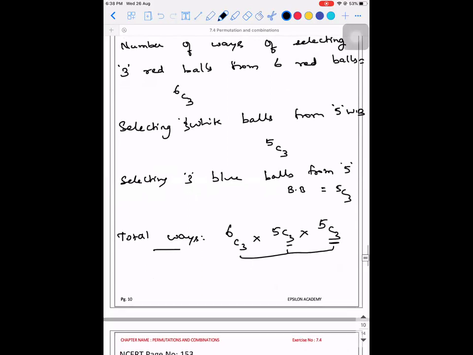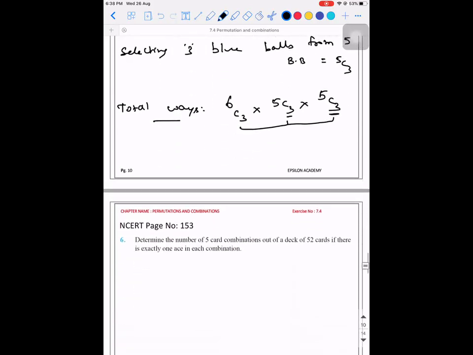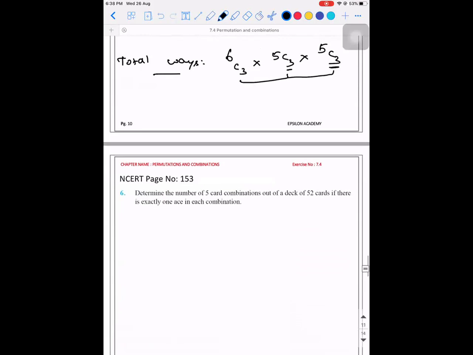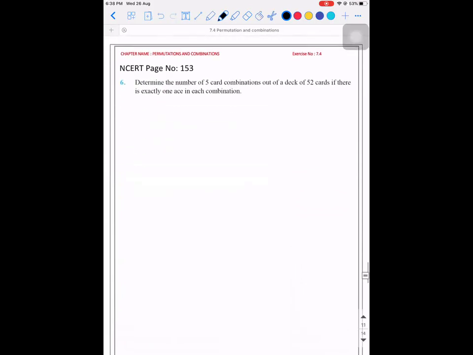So I'm moving on to the next one. The calculation part you have to do and write the simplified answer.